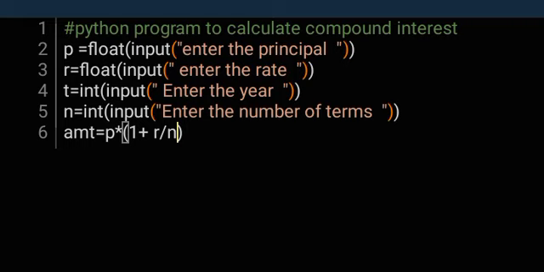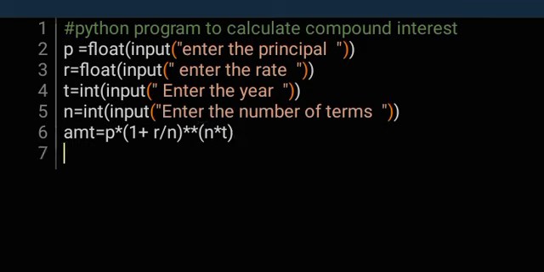Then raised to power, in Python is double asterisk, bracket number of months multiplied by T. So the formula has been entered.